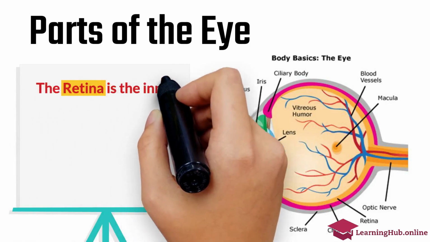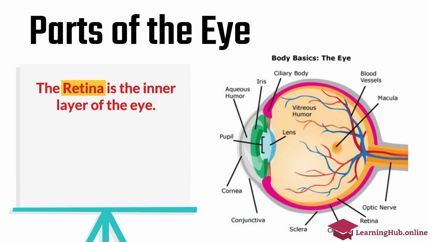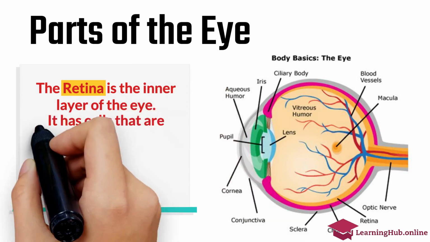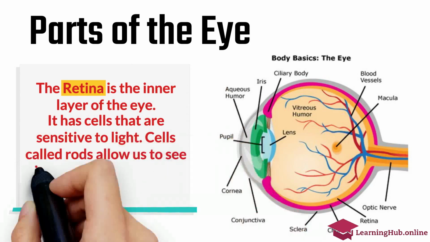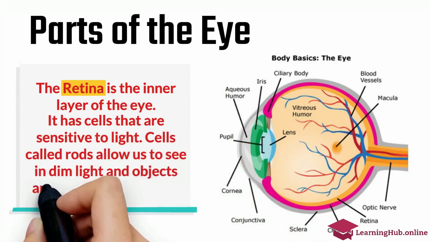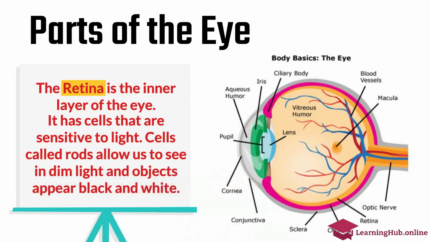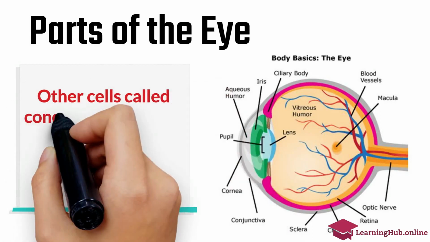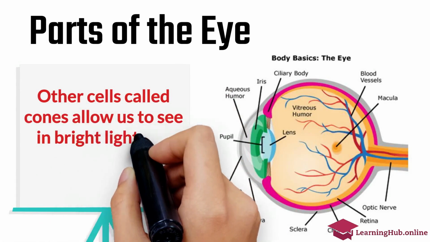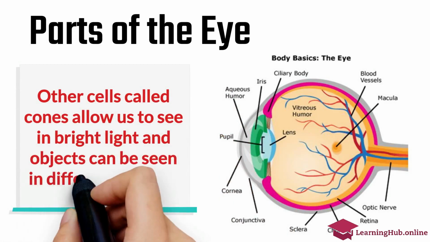The retina is the inner layer of the eye. It has cells that are sensitive to light. Cells called rods allow us to see in dim light and objects appear in black and white. Other cells, called cones, allow us to see in bright light and objects can be seen in different colors.